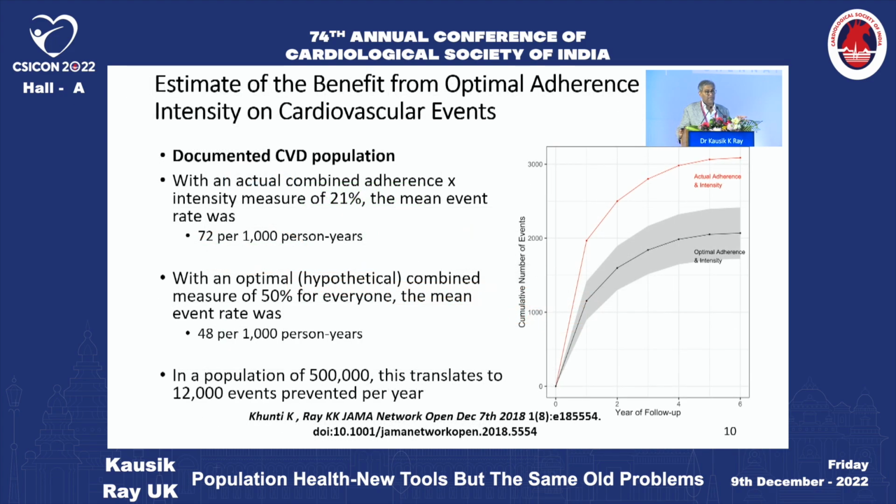So in the UK, for example, you can see that instead of the current events that we see for every 1,000 patients with ASCVD per year, which is about 72, if we had optimal prescribing and adherence, that number would fall to about 48. And if you scale that up to the level of a large population with prevalent ASCVD, that simple metric means we are basically having an excess of 12,000 cases for every 500,000 people per year.